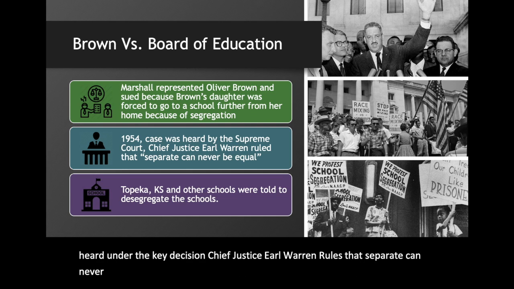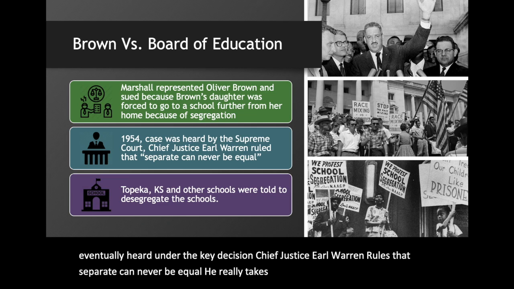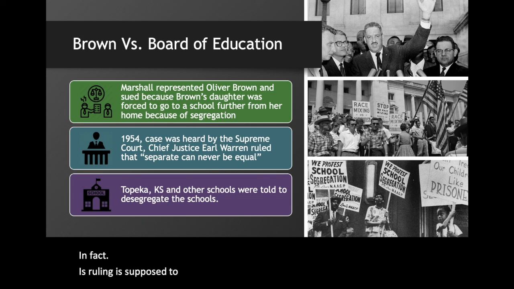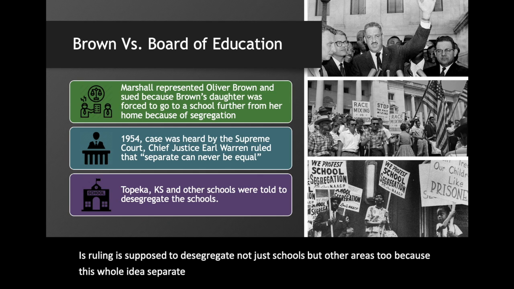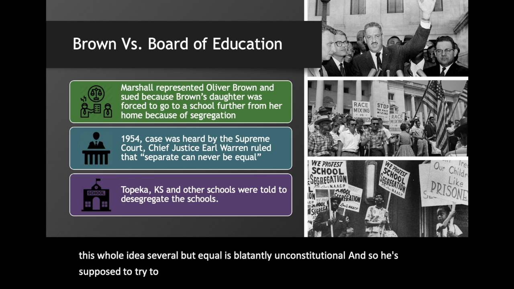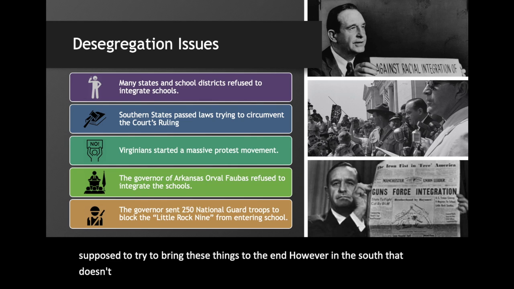He really knocks down Plessy v. Ferguson. In fact, his ruling is supposed to desegregate not just schools, but other areas too, because this whole idea of separate but equal is blatantly unconstitutional. And so he's supposed to try to bring these things to an end. However, in the South, it doesn't necessarily happen, and it doesn't happen quickly.